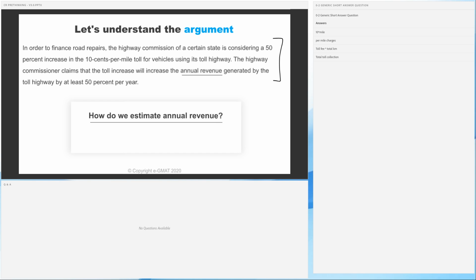Toll fee multiplied by total miles, not kilometers, but miles. So annual revenue is toll per mile multiplied by the total number of toll miles. Is that clear to everyone? Simple, right? You're given 10 cents per mile, so it is done on a per mile basis.